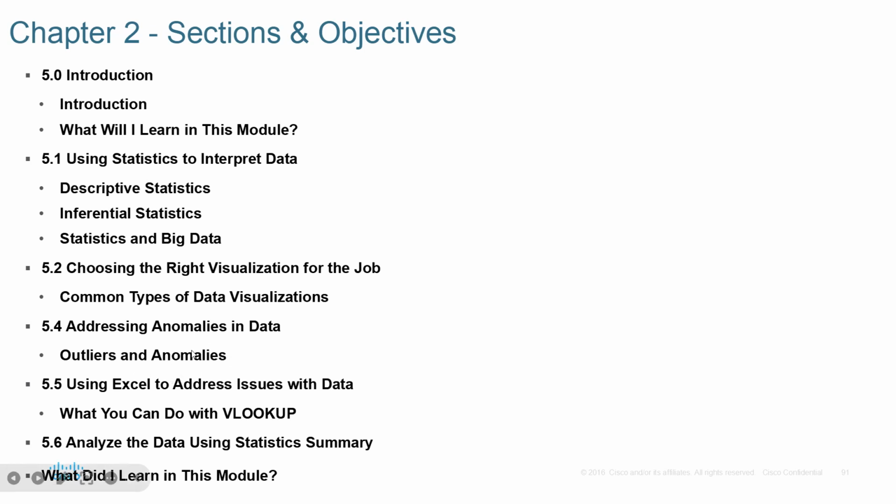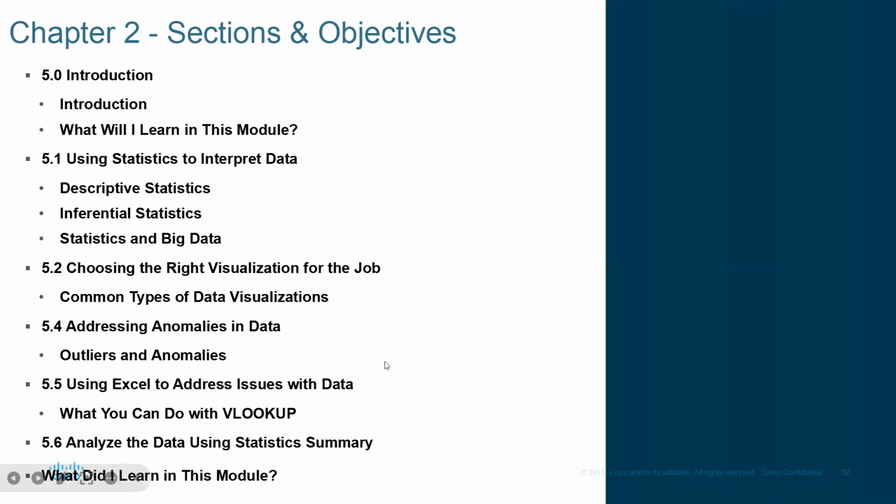Then anomalies: when you see some kind of things that are not normal with your data, how do you handle it? Then we'll look at VLOOKUP, HLOOKUP. Then we'll see how to summarize this particular module.